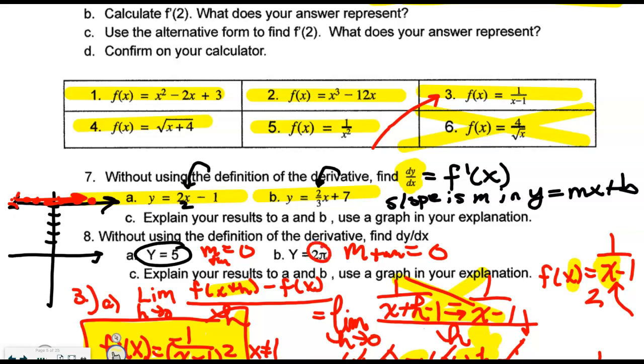Even though you might say, well, 2 pi, that's like 6-ish. So it's still going to be a horizontal line up at 6-ish. And anywhere along there, the slope is 0.